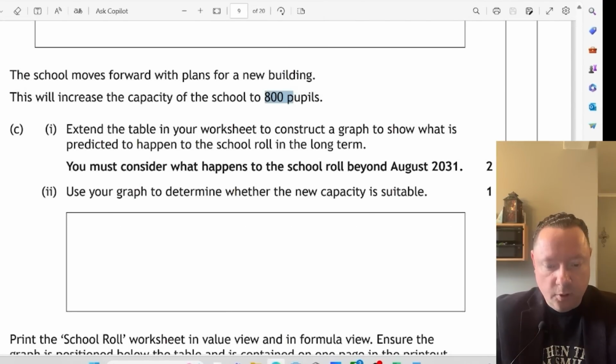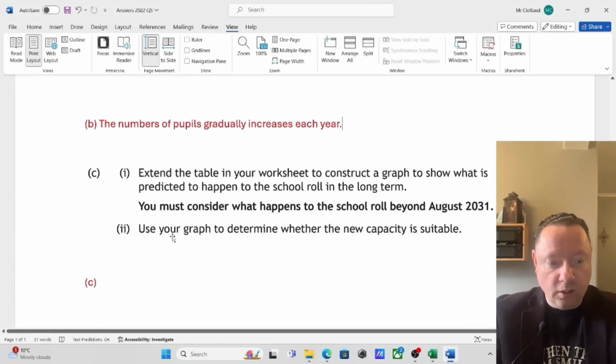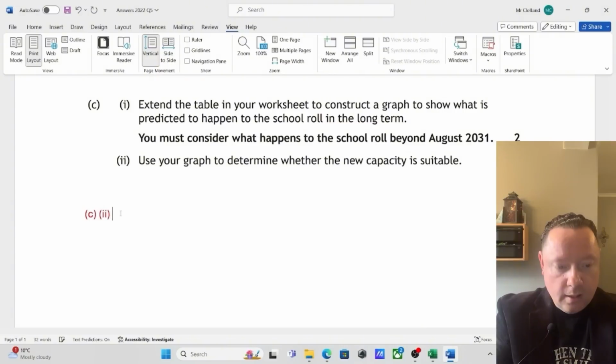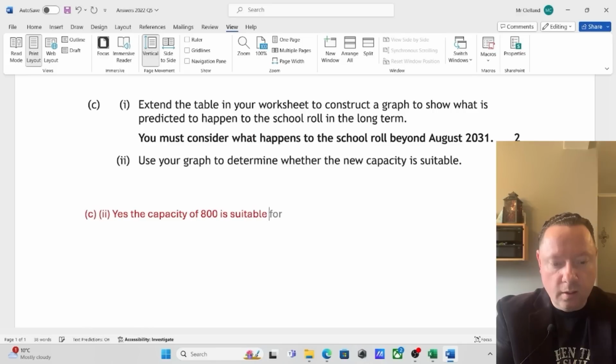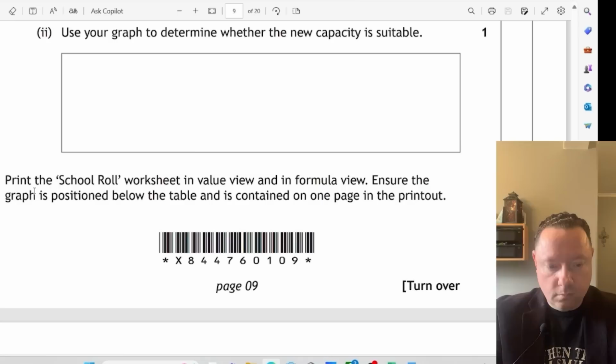Use your graph to determine whether the new capacity is suitable. So the new capacity is 800 pupils. Well, where's my graph there? Now this is an exponential graph. And you can see that it's going up and then levelling off. Or you can see that in the table it's levelling off at 776. Now the capacity is 800, it says. So for part 2, yes, the capacity of 800 is suitable as the number of pupils levels off or never exceeds 776. And that will give you your mark there.